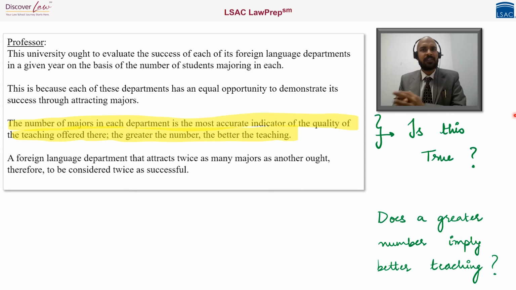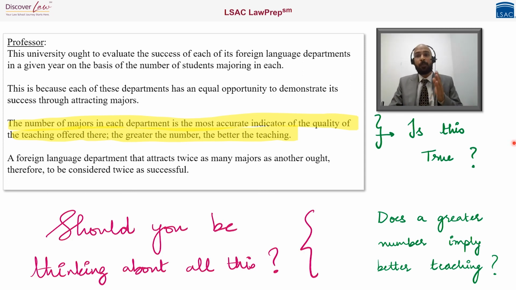It's very very confusing. Okay, a more important question is, do you even require to be thinking on these lines? I know this might sound a little funny to some of you, but this might happen to you in some other question.